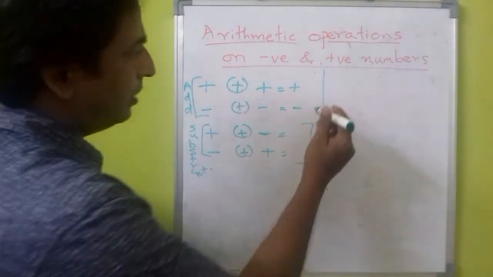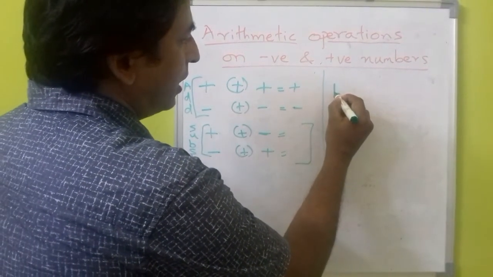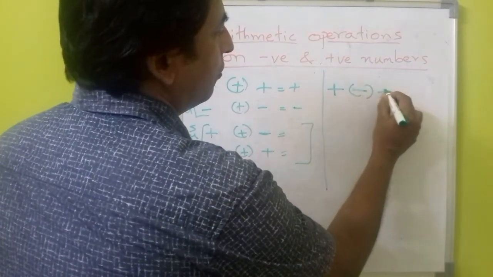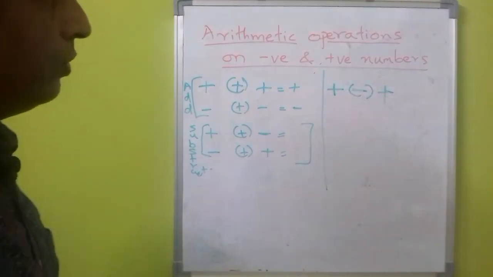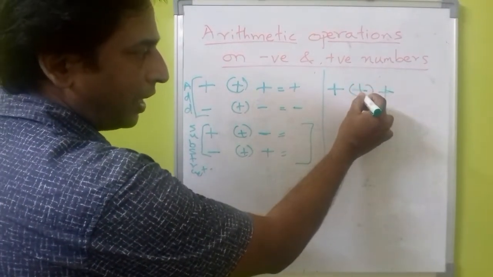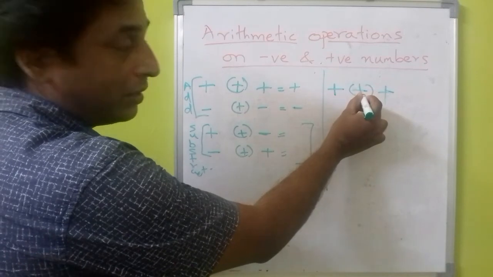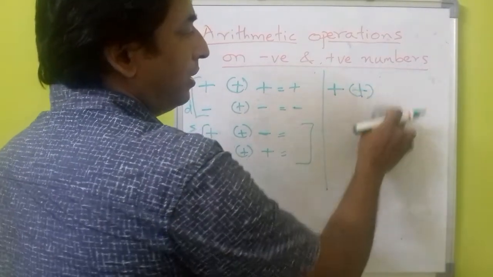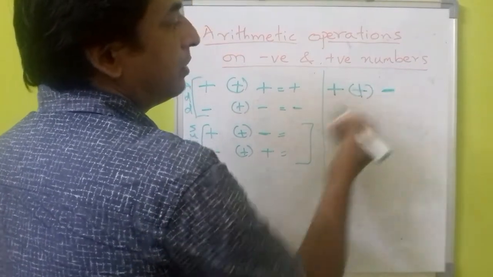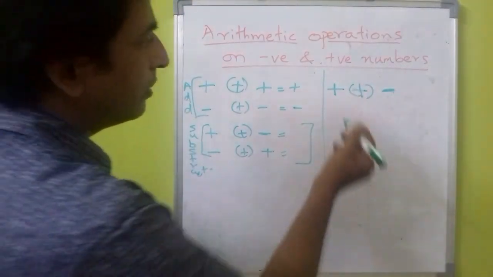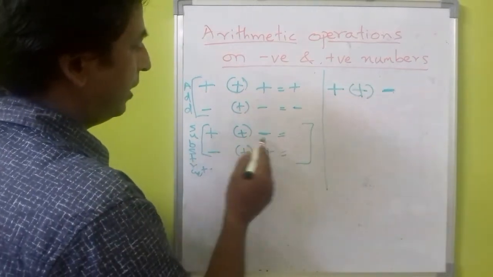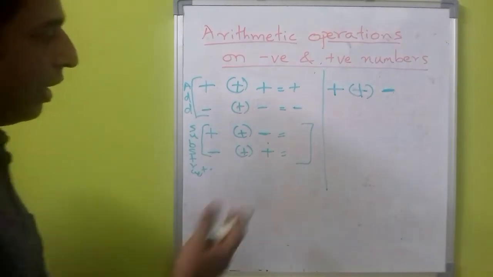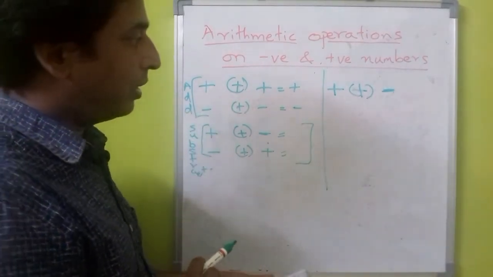So here you can just see, if you need to subtract a positive number from a positive number, what you need to do is just change the sign, that is, change the subtraction into addition and change the sign here. Then this rule applies, right? You need to subtract the smaller number from the bigger number and put the sign of the bigger number.